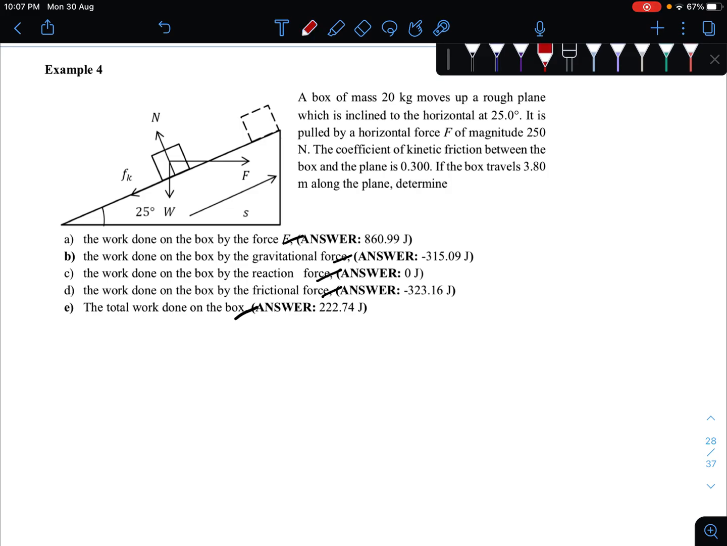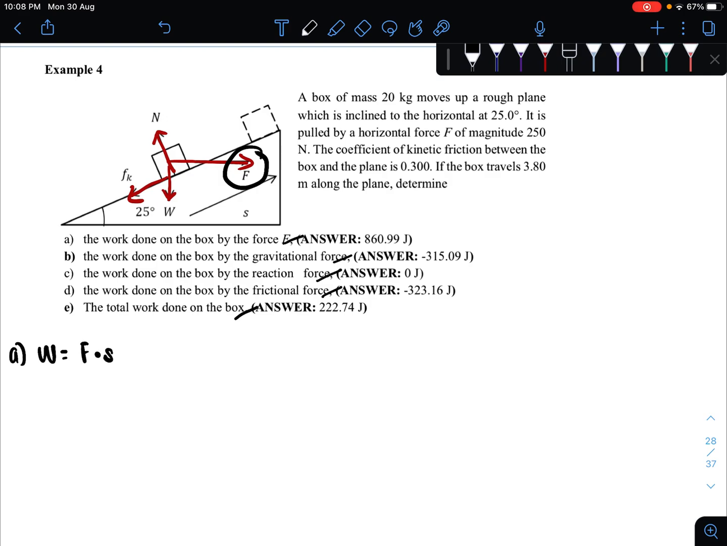Okay, so as we can see in the question, we have already been given all the forces acting on the object. We have the normal force, the weight, the external force exerted, and the frictional force here. All these forces are given. So the first question here is to find the work done by the force. So we want to find the work done by this particular force.